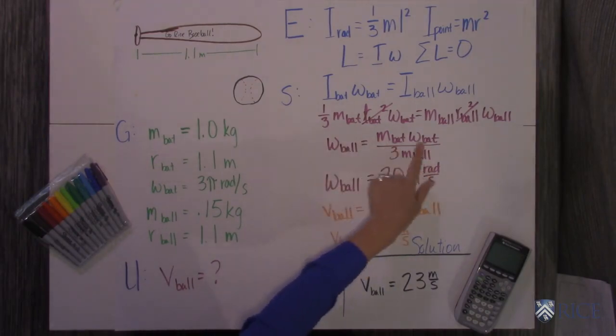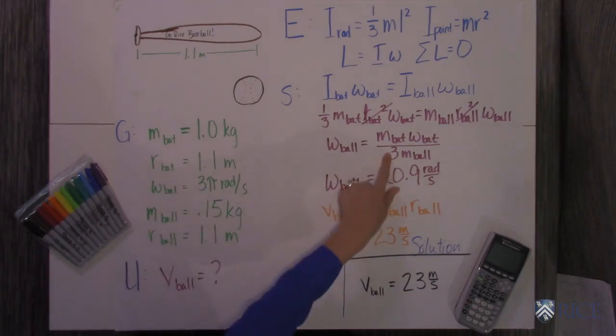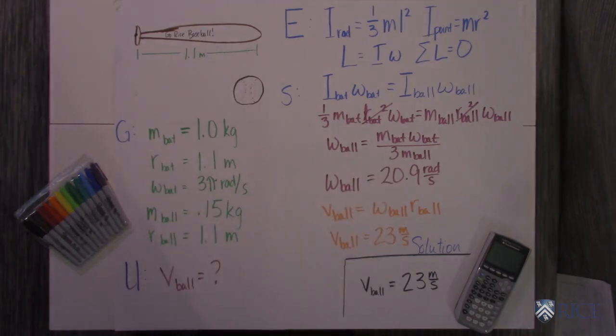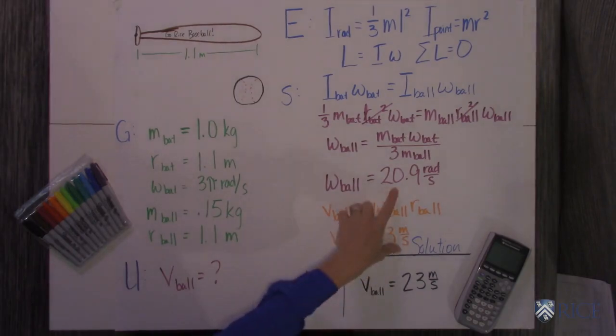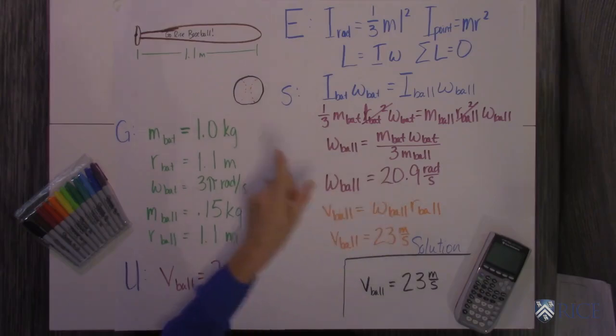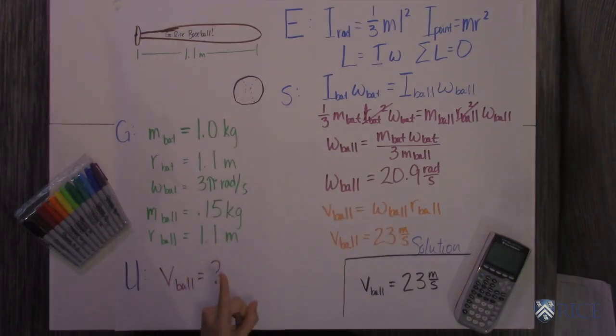And then you plug in all of these variables in here, and you get that the angular velocity of the ball is going to be 20.9 radians per second. But the question doesn't ask for angular velocity, it asks for linear velocity. So then we solve for the linear velocity of the ball, given your definition of angular velocity, and we get that the velocity of the ball is 23 meters per second.